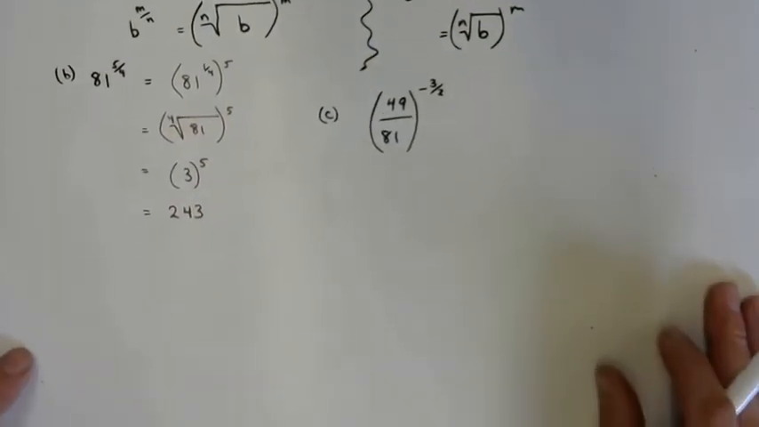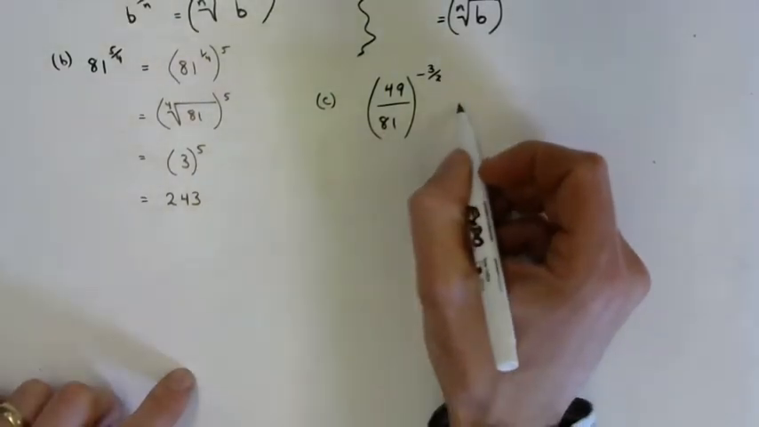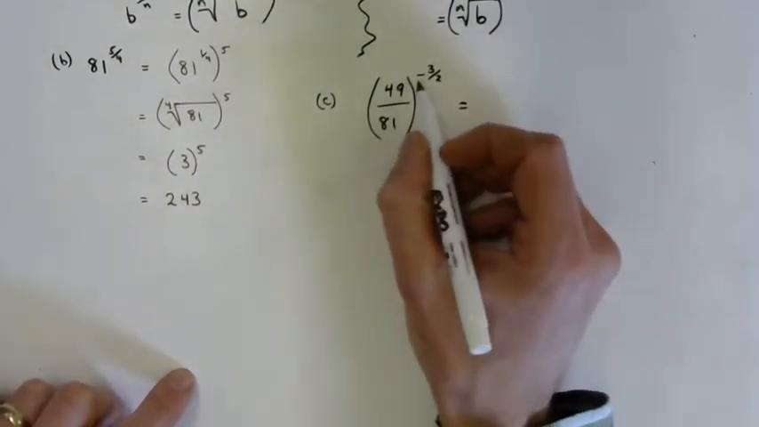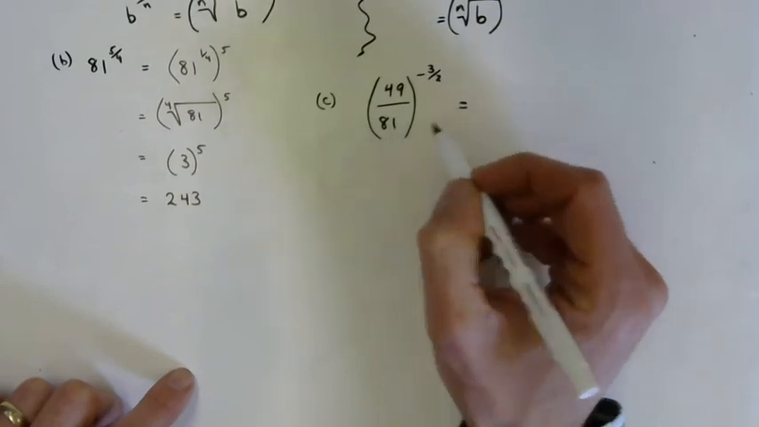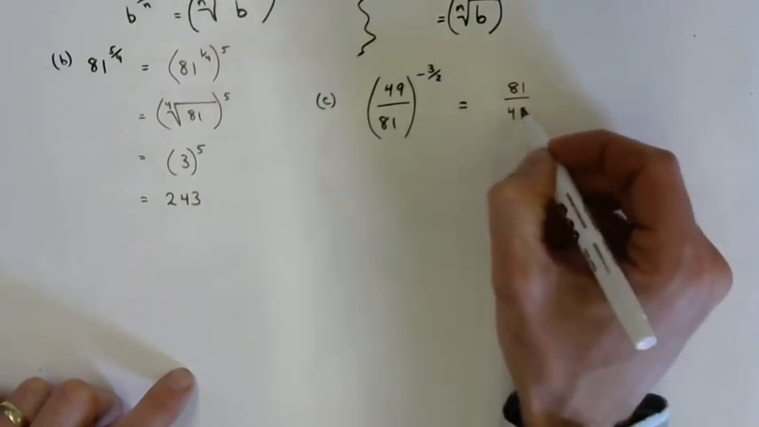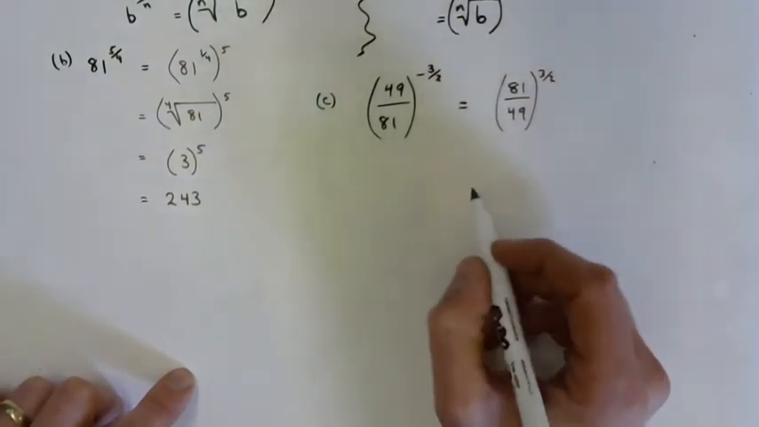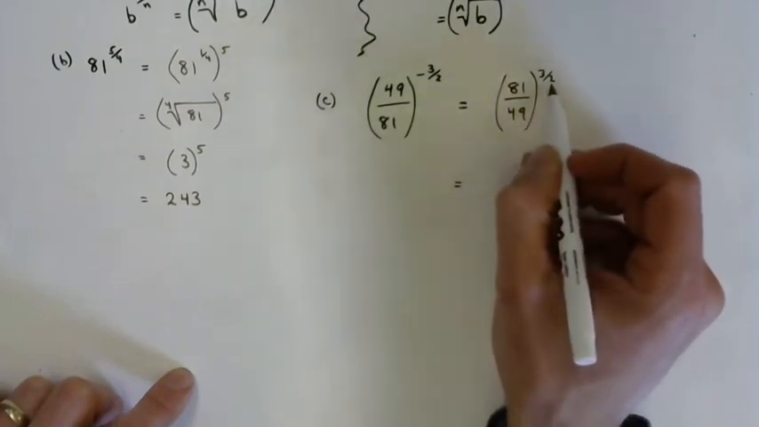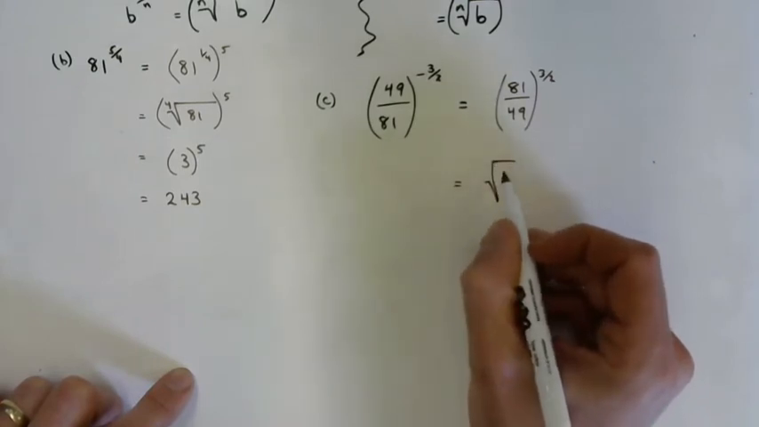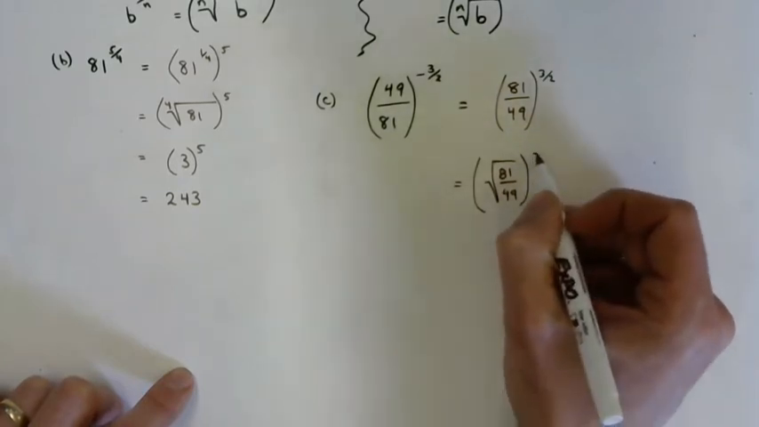Okay, in example 2c, we have a rational base and a rational exponent, and the exponent is negative. What's my first step? Yeah, I want my exponent to be positive, which means I'm going to take the reciprocal of my base. So instead of 49 over 81, I'm going to have 81 over 49, and that will be to the positive 3 over 2. And now I can rewrite it. I've got the square root of my base, which is 81 over 49. And we're going to cube that.